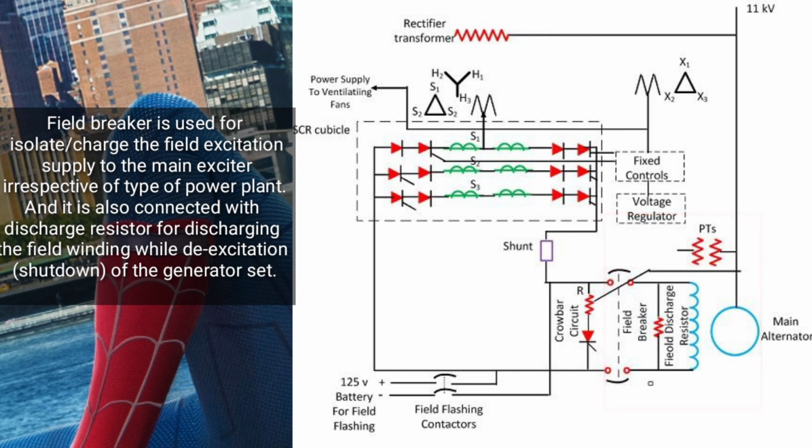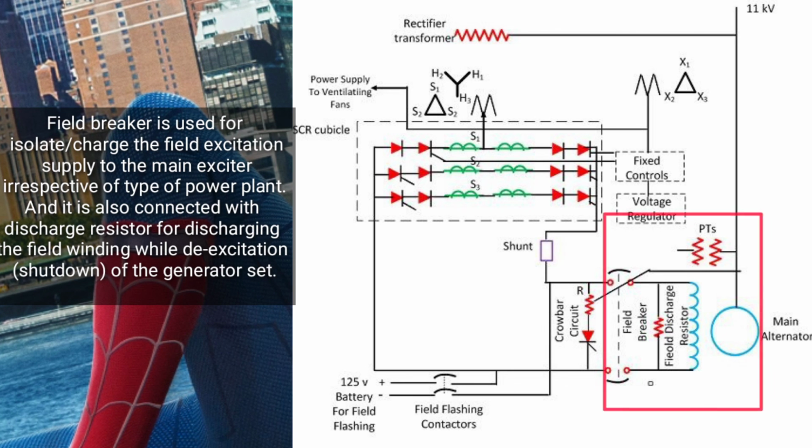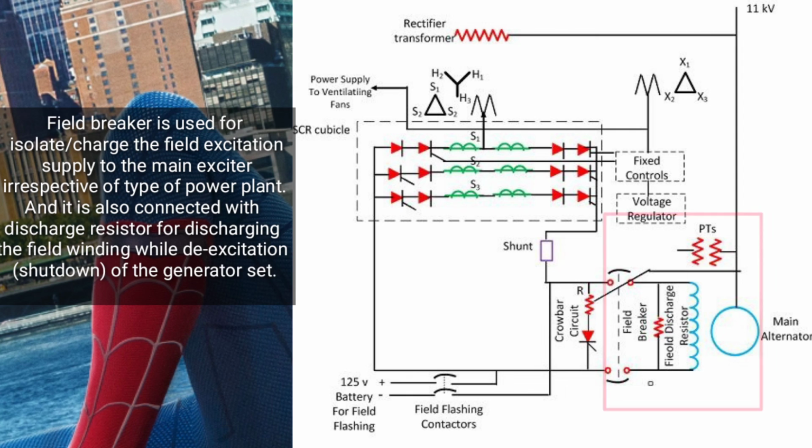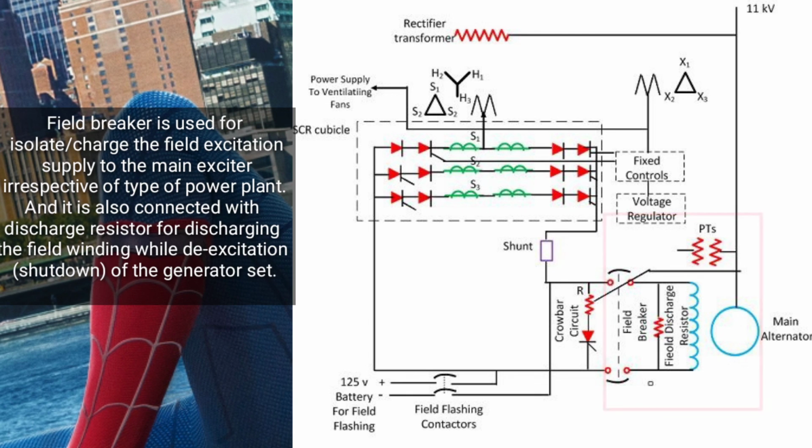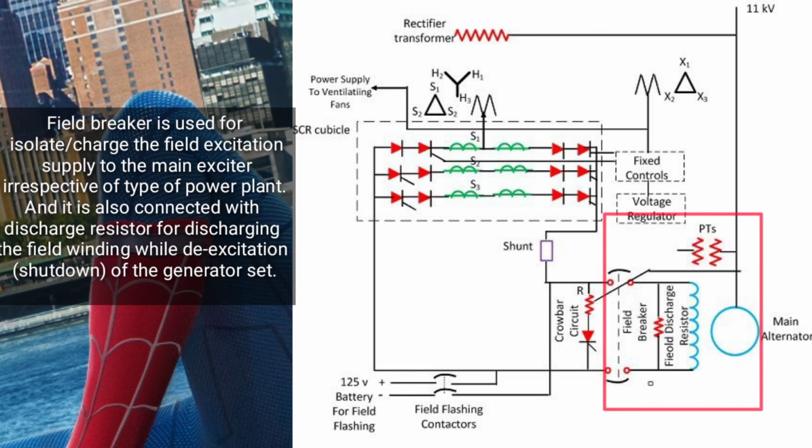The field breaker is used to isolate and change the field excitation supply to the main exciter, irrespective of the type of power plant, and it is also connected with the discharge resistor for discharging the field flux while the excitation shuts down the generator.